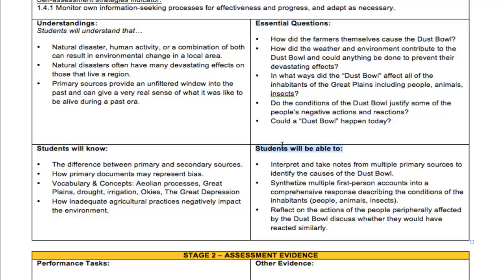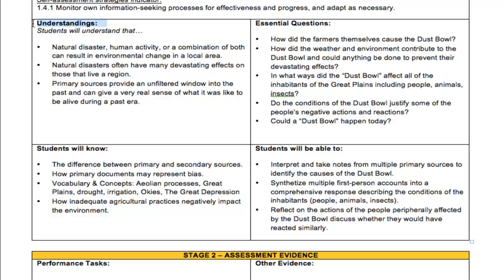During this week, the four final elements of this stage are understandings, essential questions, what students will know, and what students will be able to do. And it can get a little confusing, it's a little ambiguous as to the difference between what students will understand versus what they will know versus what they will do. Hence why I felt the need to put this little mini lesson together to help clarify that.